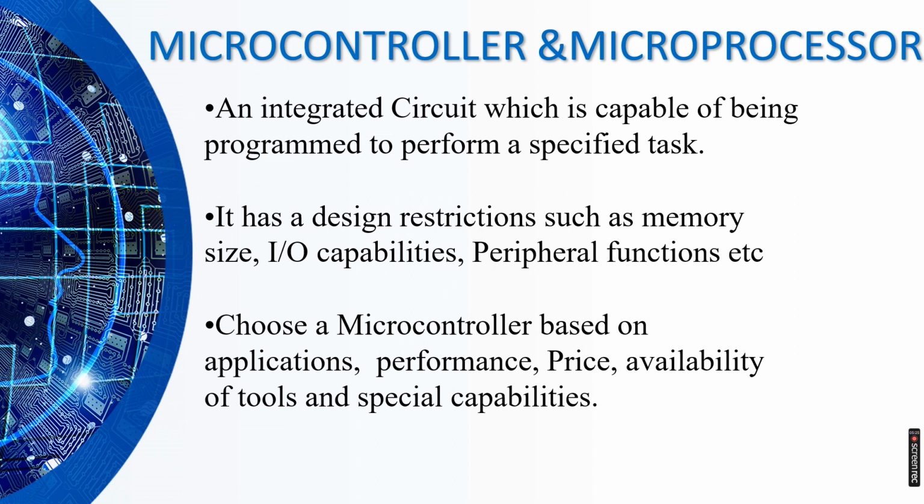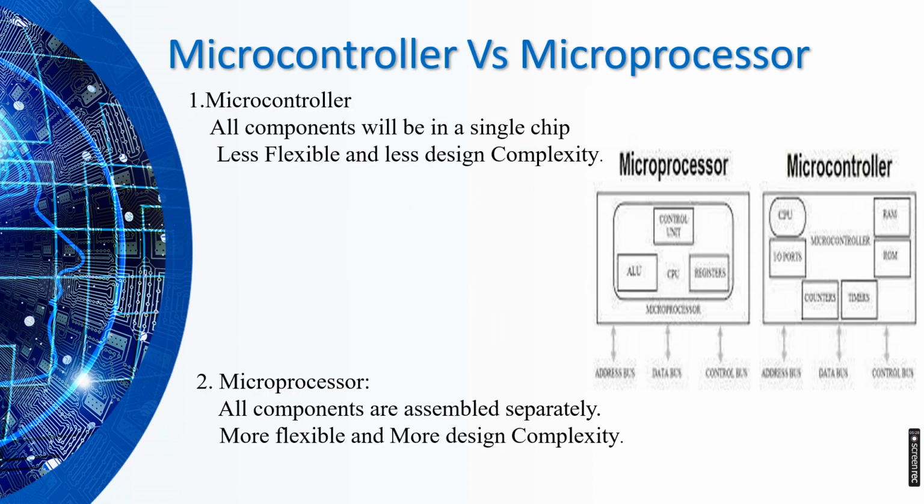Now after speaking of similarities, we will speak about their differences. In a microcontroller, all components are in a single chip, while in a microprocessor all components are assembled separately. A microcontroller is less flexible, while a microprocessor is more flexible. As in a microcontroller all components are in a single chip, the design complexity is very low, while in a microprocessor the components are assembled separately, so the complexity of design is much higher compared to a microcontroller.